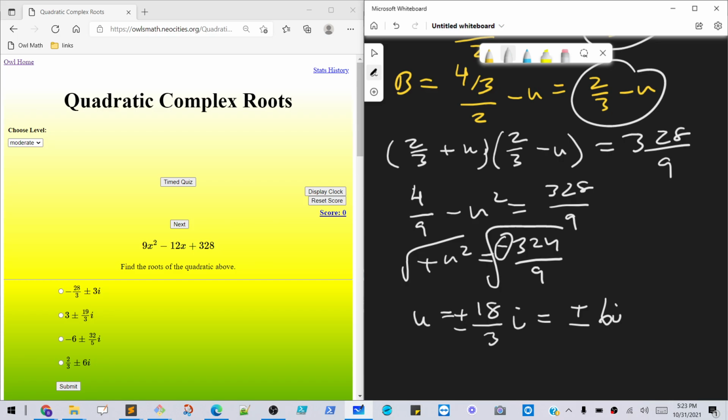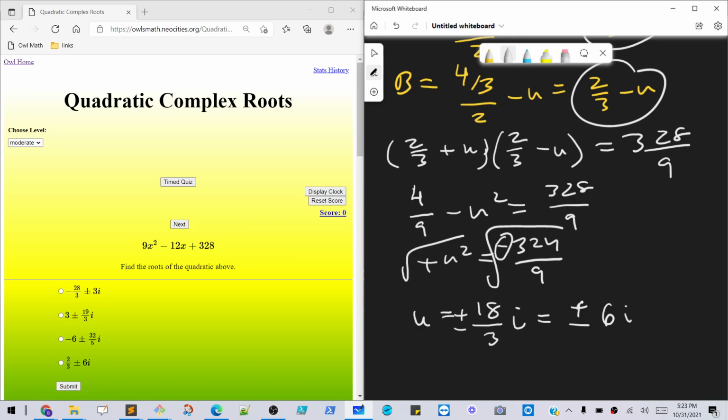Although my i is pretty bad. Let me clean that up a little bit. It still looks the same. All right, let's do better. There we go, that's an i.